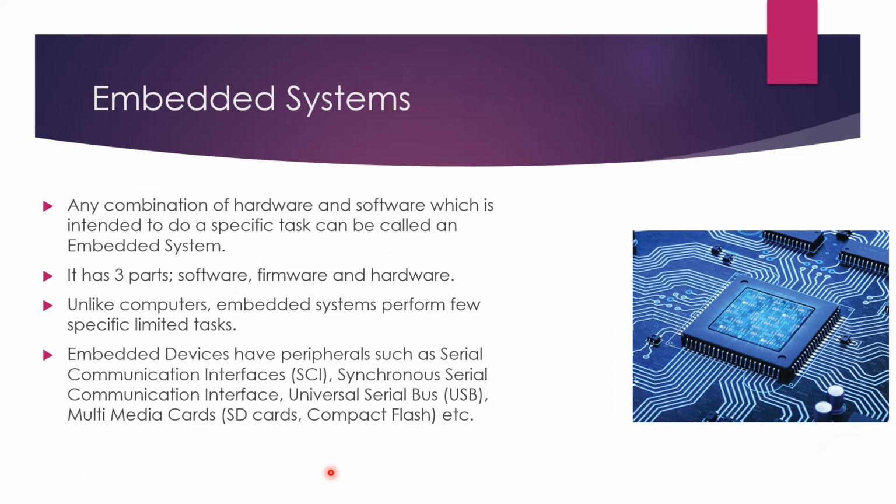Moving on, we learned about the basics of embedded systems. So, what are embedded systems? Any combination of hardware and software which is intended to do a specific task can be called an embedded system. Now, this has three parts: software, firmware, and hardware. Now, the term specific task here is quite important because, unlike computers, embedded systems perform very few and limited tasks. Now, these devices have certain peripherals such as CI, USB, SD cards, compact flash, etc.